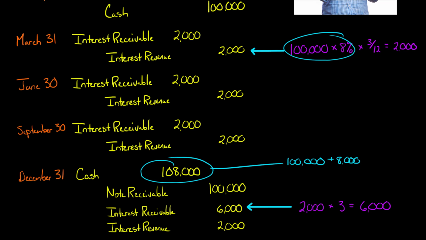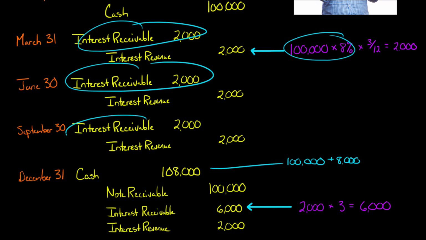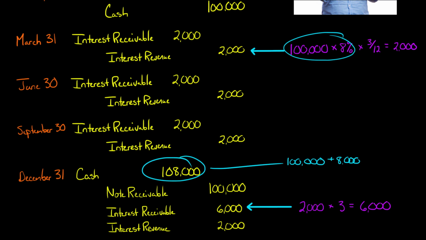So your company's going to debit cash for $108,000. Now they're going to credit note receivable for $100,000 because the note is no longer receivable. We're assuming you got the money. We're going to credit interest receivable for $6,000. Why? As we had debited it here, here, and here, it's no longer receivable. You're getting the money, right? It's in that $108,000. So we credit interest receivable for $6,000, and we make the final accrual of interest revenue for $2,000.